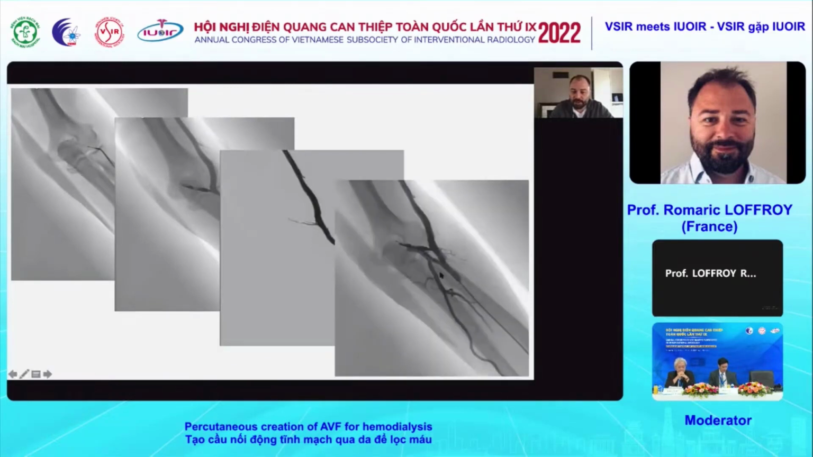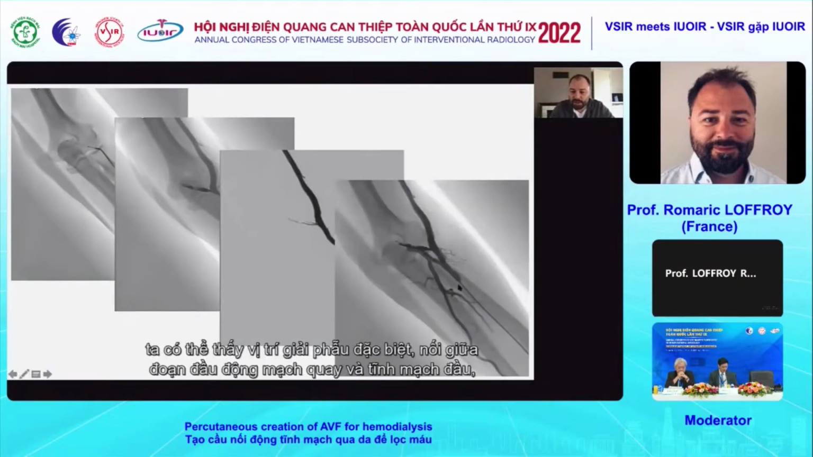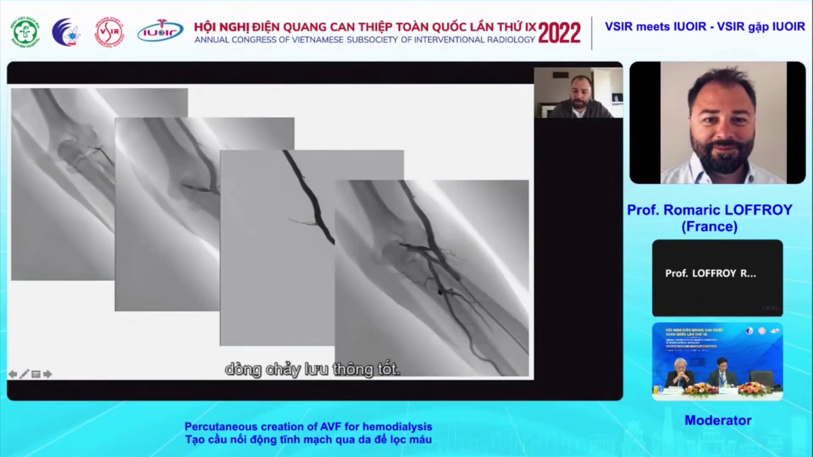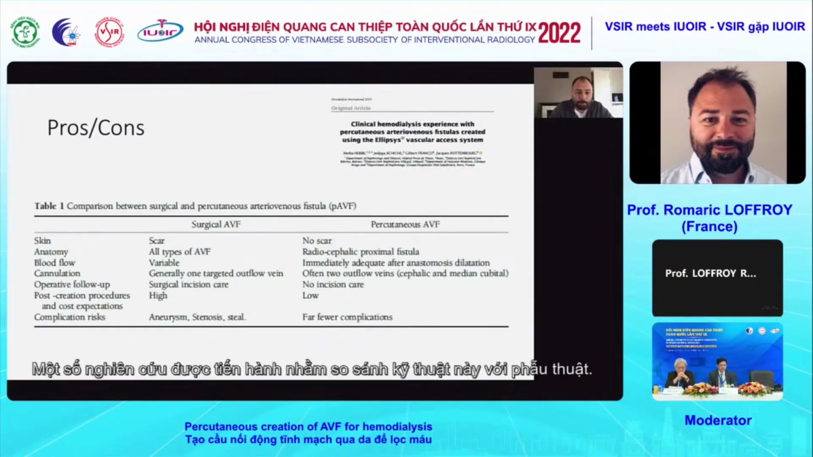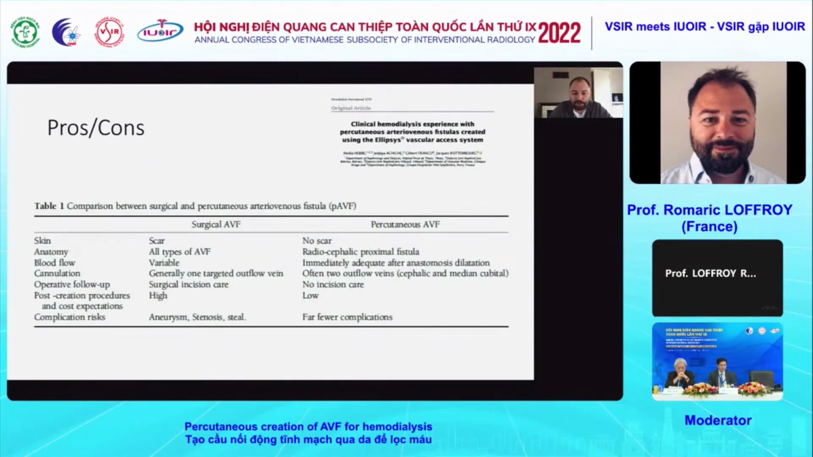And this is the final result. And this is one of the first patients we did who is still patent, with a good flow in the fistula. And you see the specific anastomosis you have between the proximal radial artery and the cephalic vein in that case.